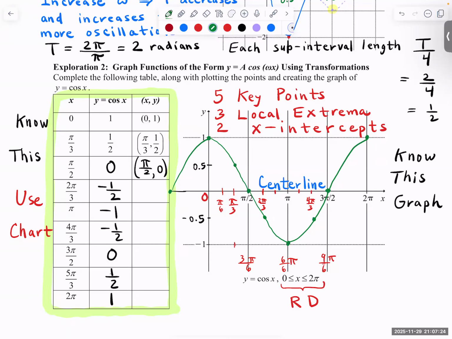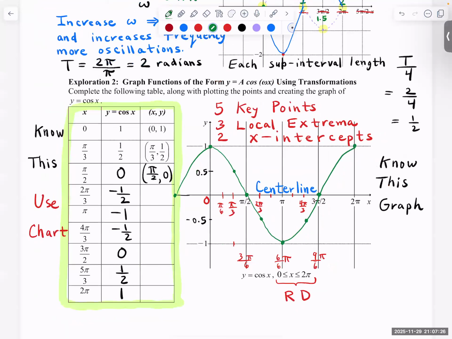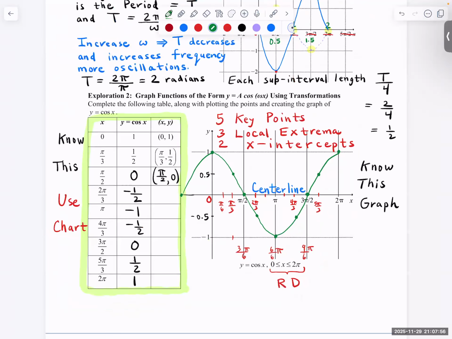3 pi over 2, the function value is 0. And 3 pi over 2 is 9/6 pi. So the next tick mark would be 10/6, and 10/6 is 5/3, which is in our table. So this would be 5 pi over 3, and the function value is positive 1/2, which is approximately here. And then 2 pi, the function value was 1. So this is from 0 radians to 2 pi, 1 cycle.